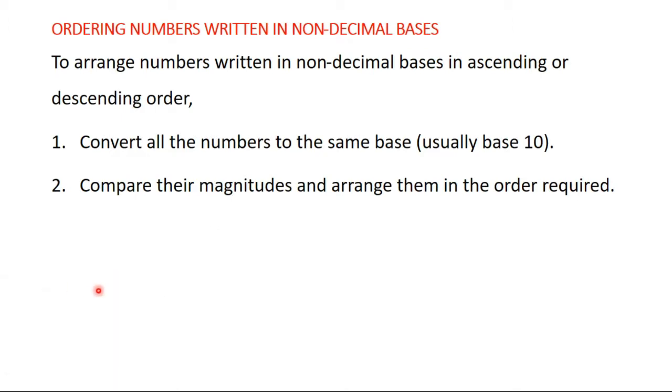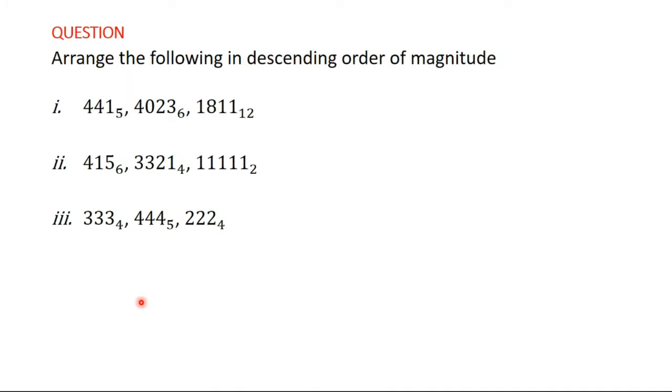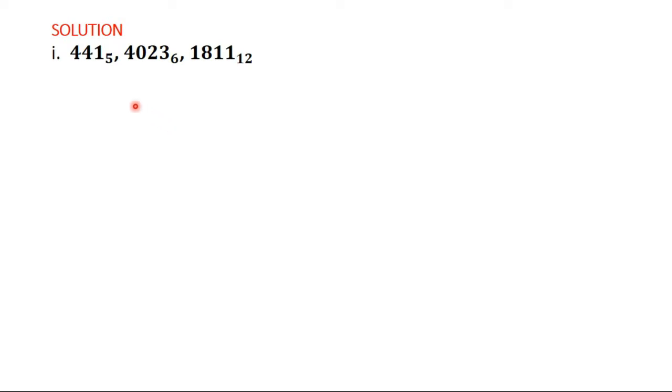So let's pick some examples and see how this is done. We are being told to arrange the following in descending order of magnitude. In descending order of magnitude, it means that we are arranging from the biggest to the smallest. So let's pick the first example and see how this is done. We are supposed to arrange this from the biggest to the smallest, that is, descending order of magnitude.